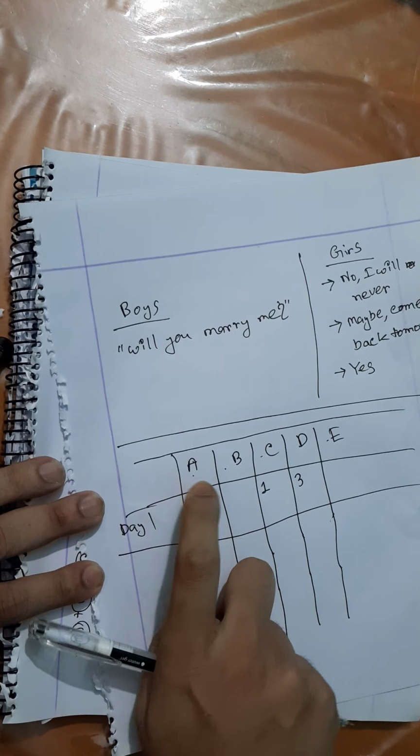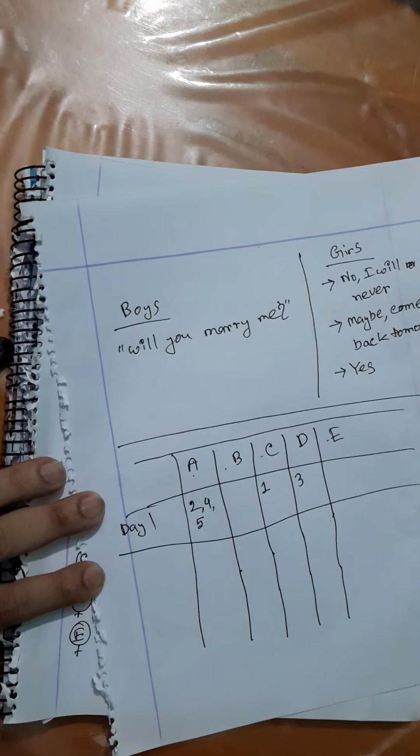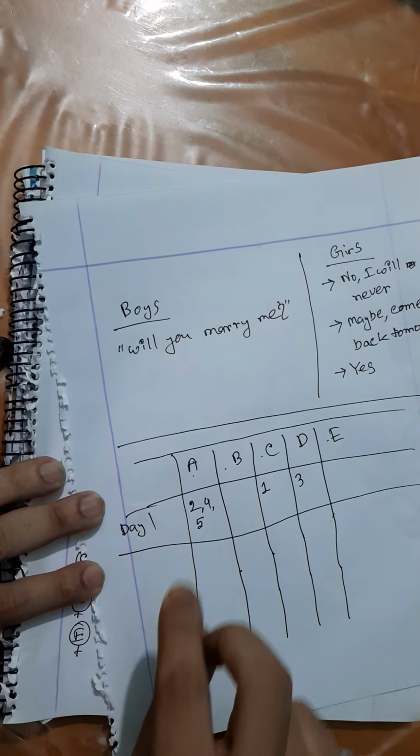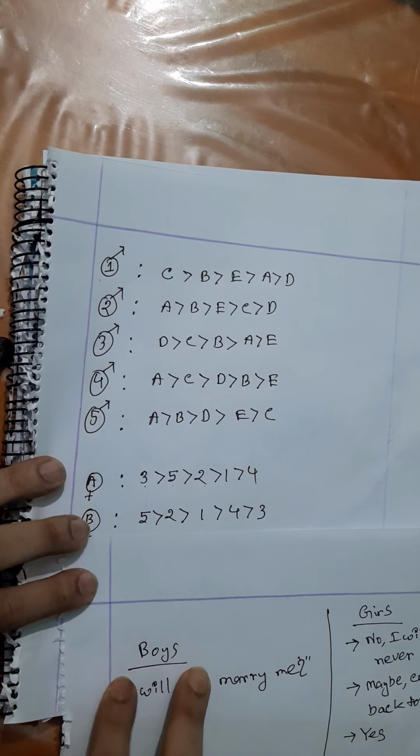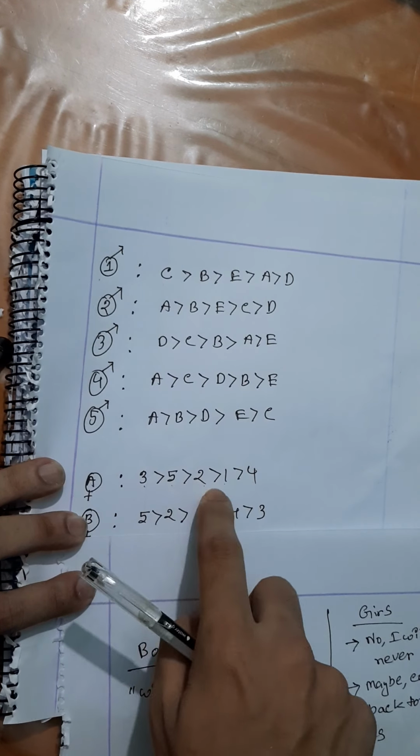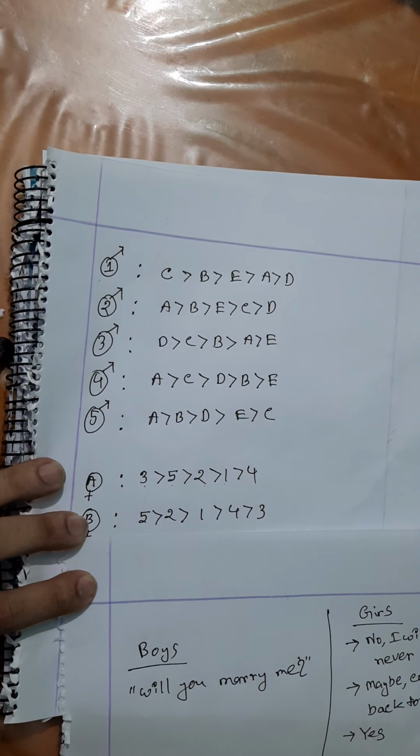Now here girl A has 3 boys under her balcony, so she will check her preference list. Let's check the preference list for girl A. She has 3, 5, 2, 1, 4, but she has only 2, 4 and 5 under her balcony.